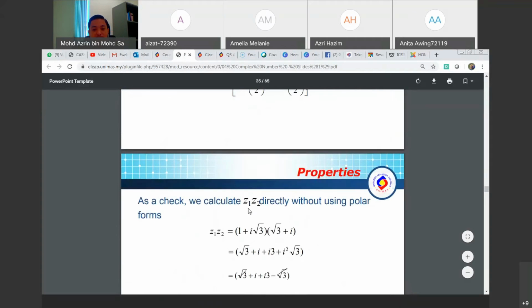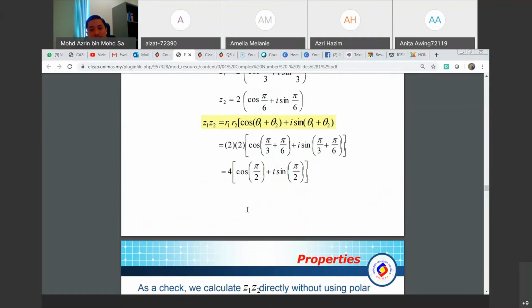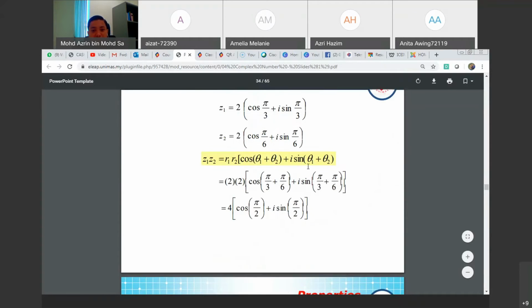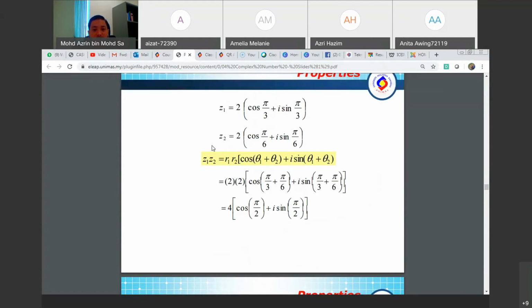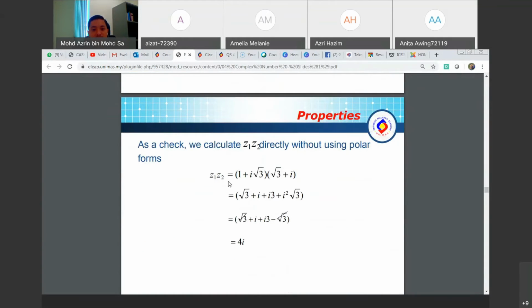Okay, so that finishes multiplication. For multiplication, you have to remember the steps like before. You have to find R first, then find theta, after that in terms of multiplication, then you find the answer. So to check your answer, you can use the complex number without using the polar form.